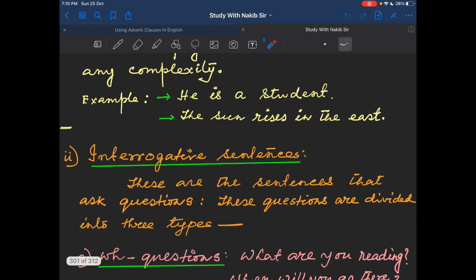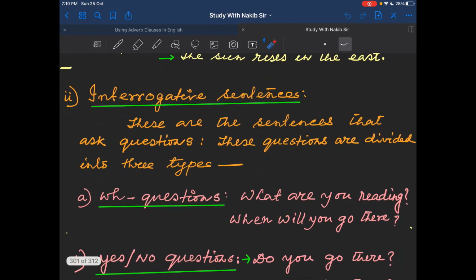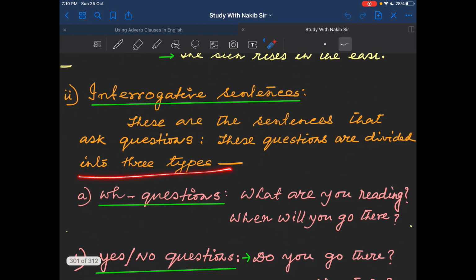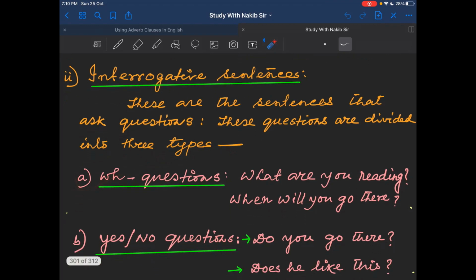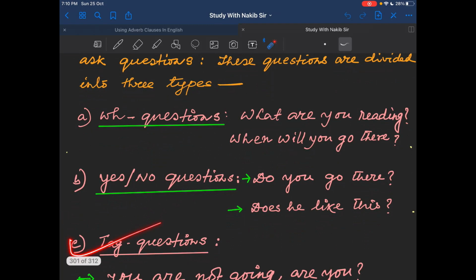Okay? Now the interrogative sentences. What is an interrogative sentence? These are the sentences that ask questions. Remember this. These questions are again divided into 3 types. Number 1, WH question. Number 2, yes or no question. And number 3, tag questions.